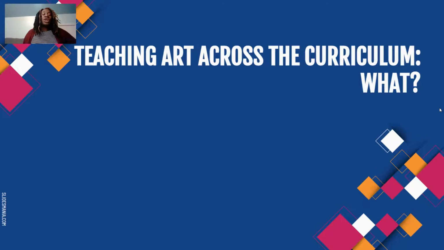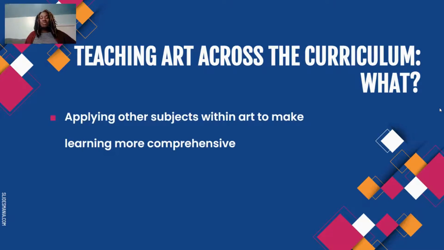So first I'm going to start talking about what is teaching art across the curriculum. It's basically applying other subjects within art to make learning more comprehensive. So usually in schools, they push either reading or math, especially schools that are trying to increase their SAT scores or their SOL scores. And a very interesting place to start with that is in art class.